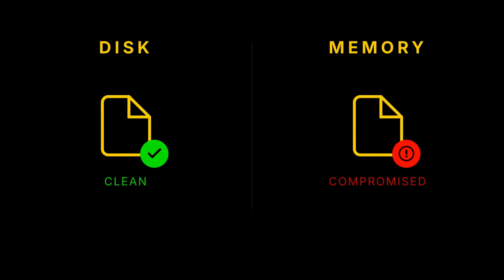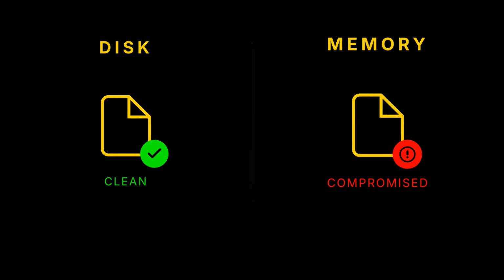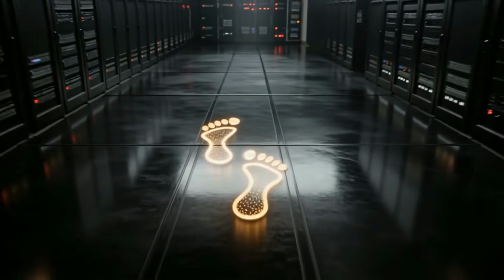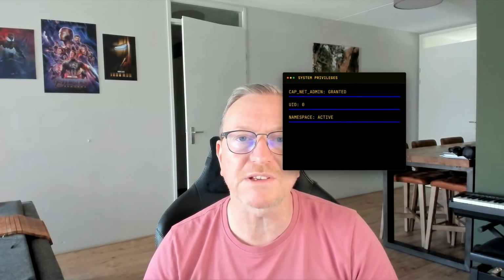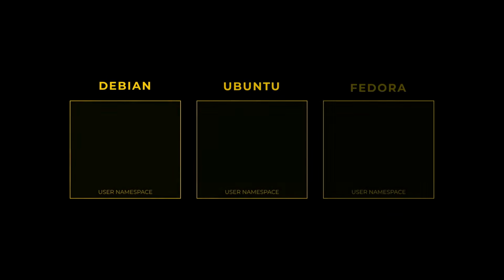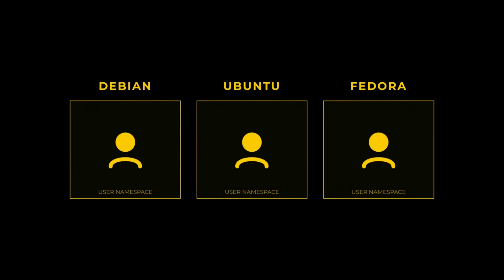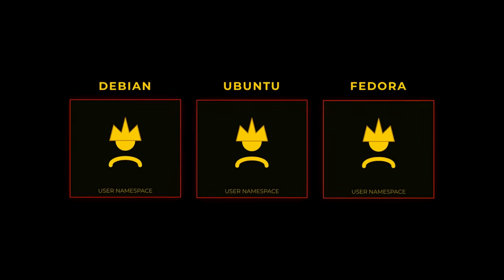The truly terrifying part? This modification happens entirely in the kernel's in-memory page cache. The actual file on the hard drive is never touched. Standard file integrity monitoring tools will see nothing wrong. The attack leaves almost no audit trail for defenders to follow. To pull this off, the attacker needs CAP_NET_ADMIN privileges. Normally, that's a high bar. But in Debian, Ubuntu, and Fedora, unprivileged users can gain those rights inside a temporary user namespace. This turns a complex network exploit into a reliable local root privilege escalation.